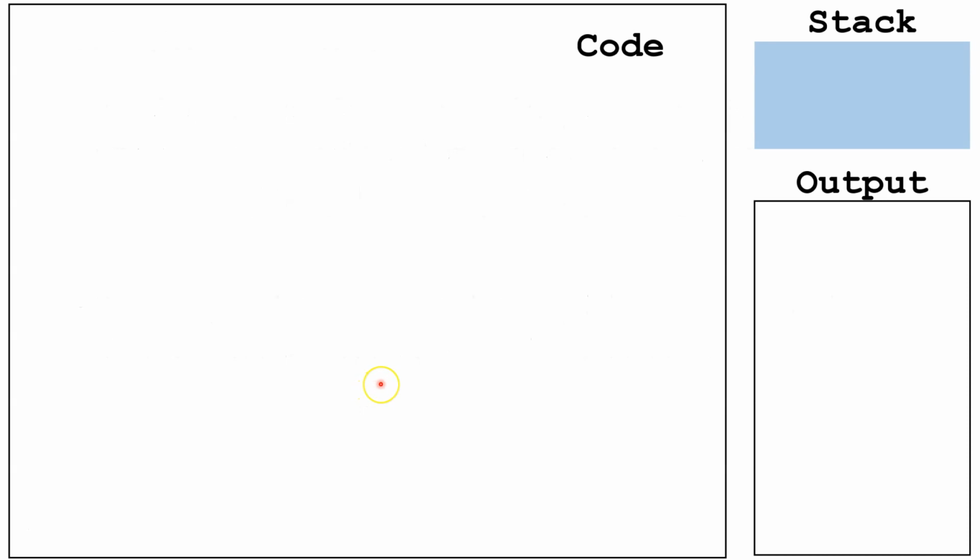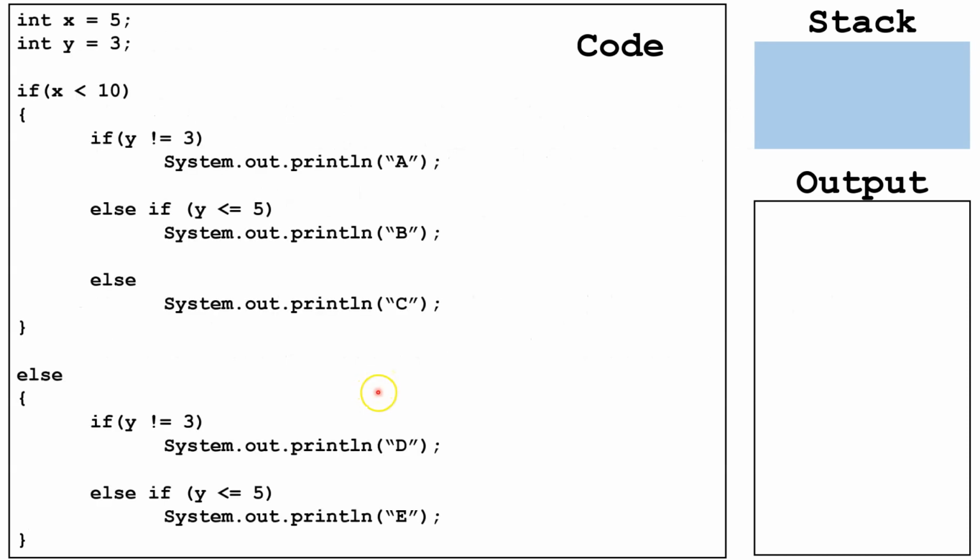Let's look at a sample of some code. Here we have an outer if-else statement, and inside the if we have a secondary if, else if, and else statement, and inside the else block of code we have another if and else if statement. These statements will only be evaluated if this Boolean expression is true. These statements will only be evaluated if this Boolean expression is false.